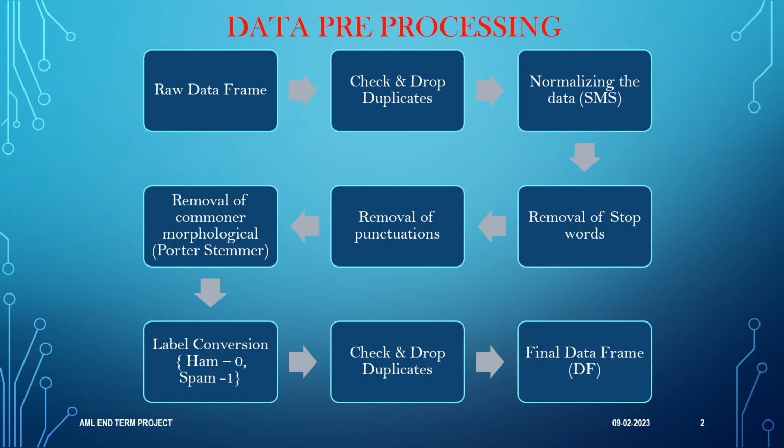After this step, we perform stemming, and after that we have label conversion of ham and spam, whereby we convert ham into 0 and spam into 1. The step after that is checking and dropping the duplicates, and the final step is printing the final data frame.